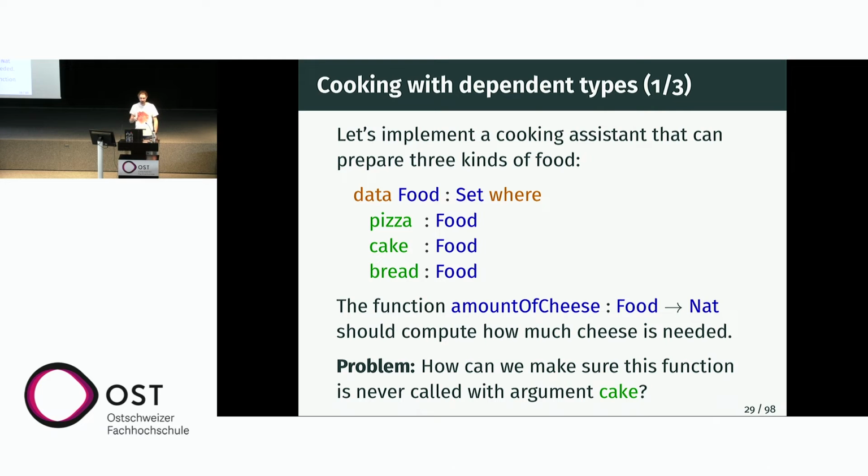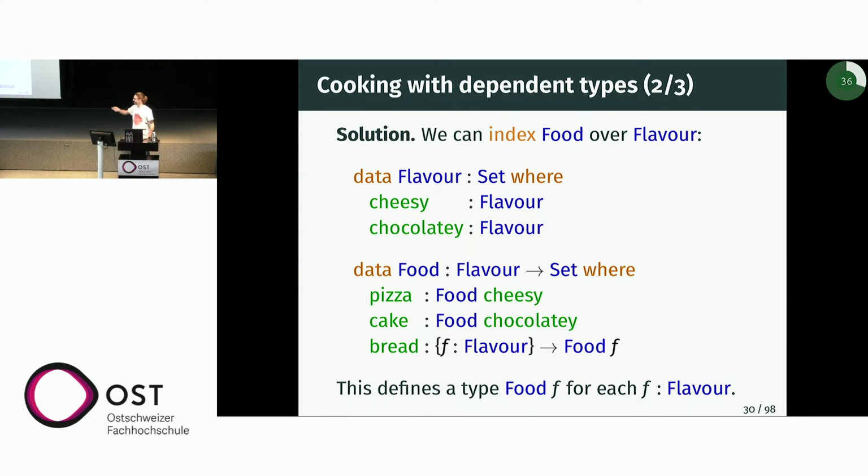Well, one way to do it is by recognizing that actually there are two types of food. There's cheesy foods and there's chocolatey foods, and this is a complete and binary classification of all kinds of food, and they should never be mixed. So that's what we do here. We can define a data type of flavors, so you have a cheesy flavor and a chocolatey flavor. And then we define our data type of food, which is now no longer of type Set, but it's a function from flavor to Set.